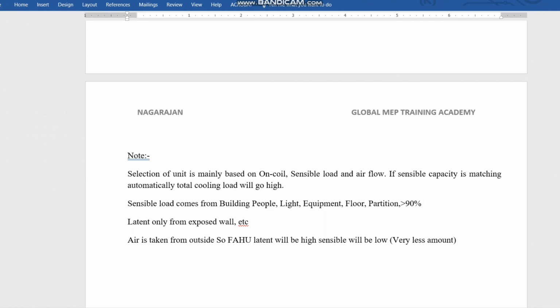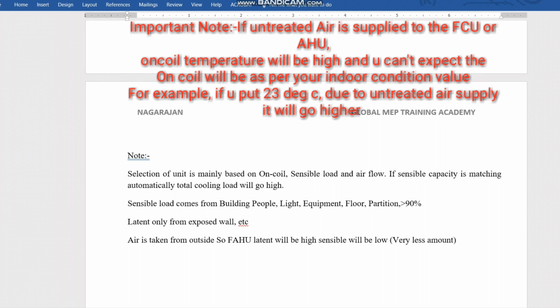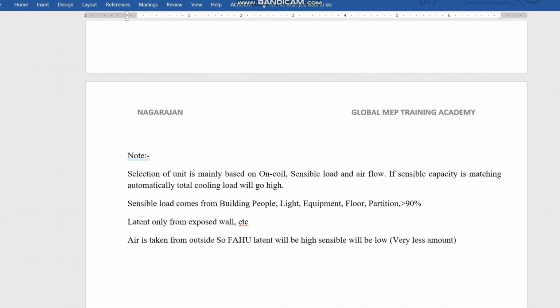But there is another case. For example, air is taken from outside for FAHU. In that case, what will happen? If the air is taken from outside, then surely the latent heat will be high and sensible will be low, very small, because the air is completely taken from the outside. So the latent heat will be high.